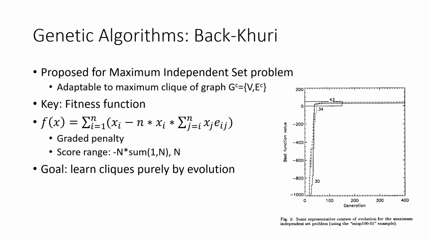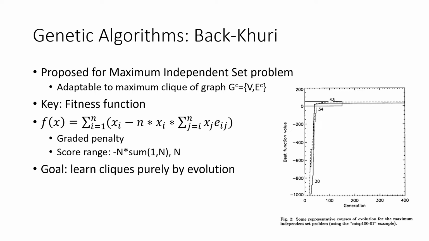The first genetic algorithm approach that I wanted to discuss was proposed by Back and Khuri, I believe in 1992. This was actually proposed for the maximum independent set problem, but it can be used for maximum clique, given that you are learning with the complement of the graph. Basically, the solution is a general purpose genetic algorithm with a specific fitness function that allows for learning legal solutions and then extending that into meaningful solutions.